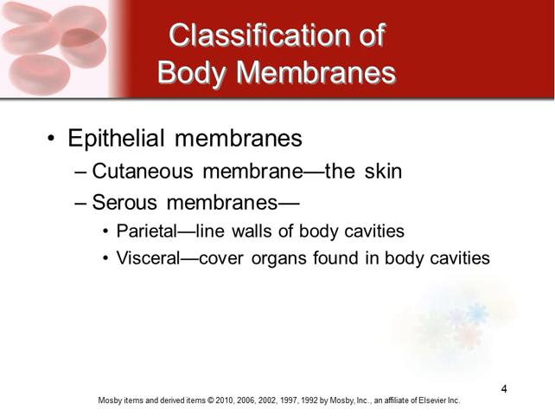So for epithelial membranes, you have your cutaneous membrane, which is your skin, and then there are various serous membranes. Serous membranes are kind of like how the name sounds. They're very serous and fluid. There's normally some fluid involved in keeping them moist and pliable. There are the parietal membranes, which line walls of body cavities, and then visceral ones, which cover some organs inside those body cavities. And those are important to know because you'll see those terms a lot in the medical world.